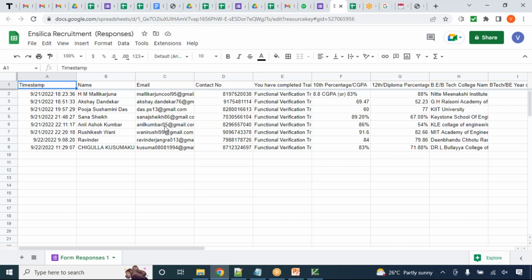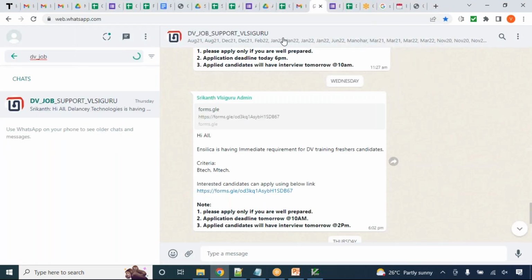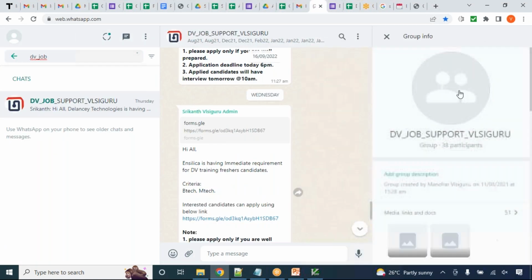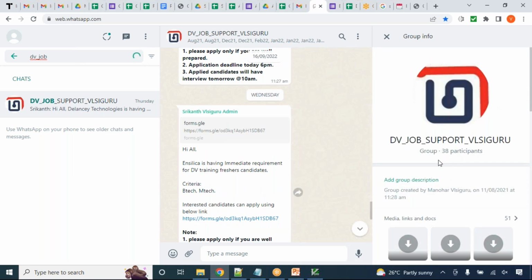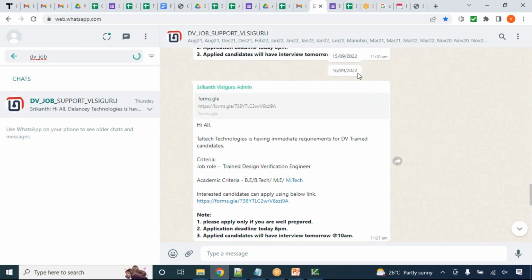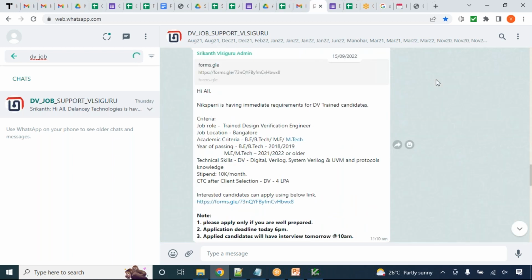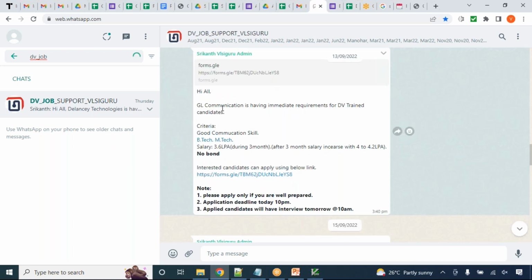I mean, see, if someone wants a job, what we do is immediately add them into this group. You can see people from different domains, and the maximum number of people I have is around 38. As and when they get a job, we remove them from the group. Let's say this came on Wednesday. There's a company that came on 16th of September. Then a company came on 15th September. This was Nixberry Technologies. Then we have another company called GL Communication.